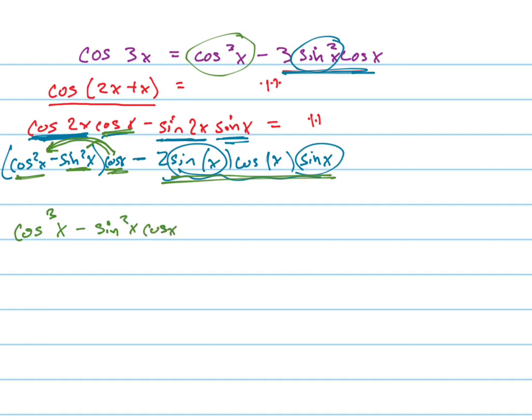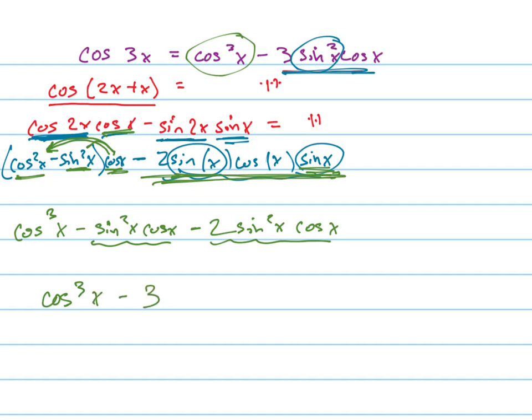Okay. Which is good because I also have right here, what? Negative 2. Those two sine x's come together and become sine squared x cosine x. What's negative 1 minus 2 of the same thing? Negative 3. It's negative 3. So I have cosine cubed x minus 3 sine squared x cosine x. And again, that all equals, keep that original thing right here.